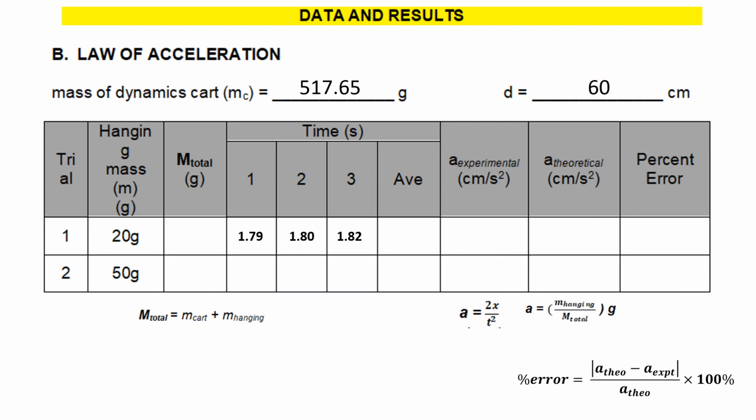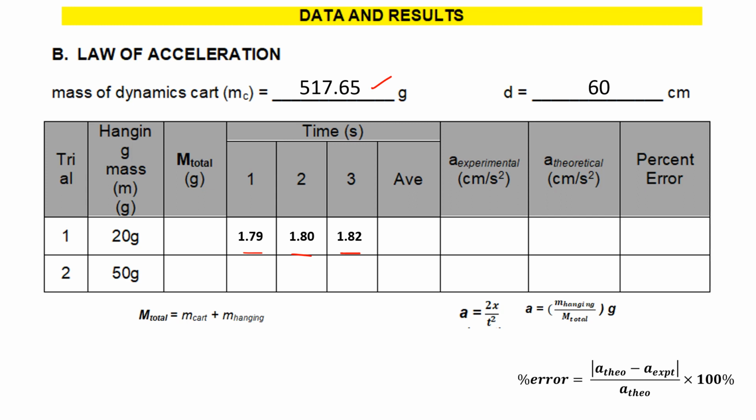Suppose we have these values. After measuring the cart using the top loading balance, we measured that the cart has a mass of 517.65 grams. Then we set the distance at 60 centimeters. After doing the 3 trials, the values for the time are 1.79, 1.80, and 1.82. We need to get the average.